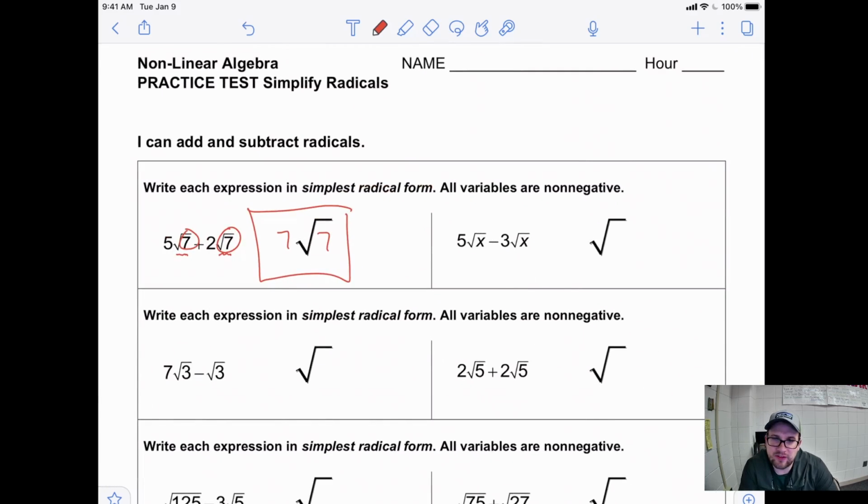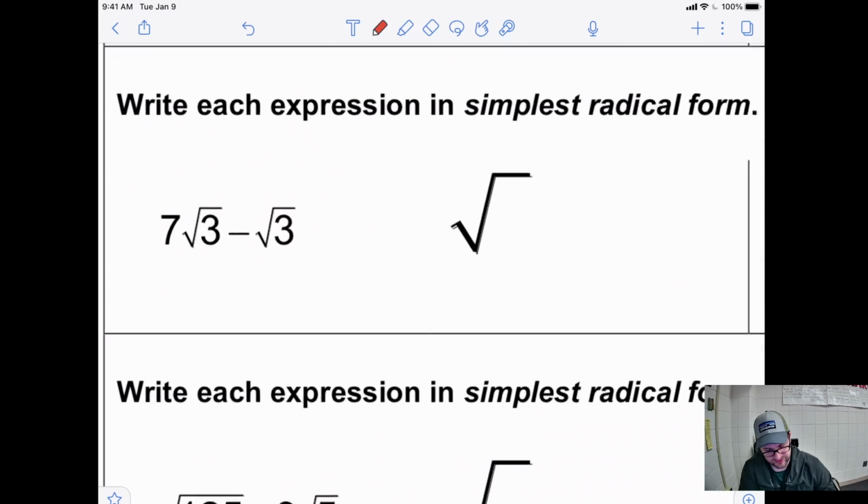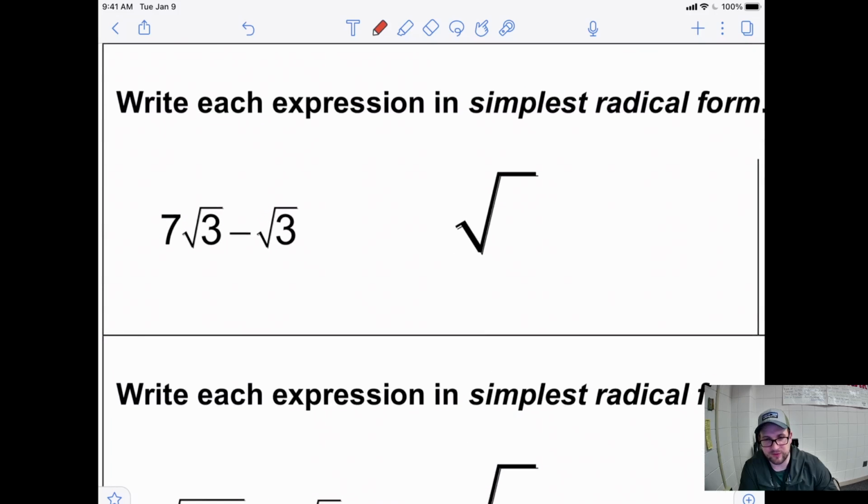Looking over here at the other one, if I have 5 square roots of x, take away 3 square roots of x. Well, right away it might look harder because of the x, but these are like radicals. And when you get like radicals, you just need to add or subtract the front numbers. So 5, take away 3 is 2. Keep the x on the inside. Don't change it. Look at this one, more like radicals. Now this one's a little bit harder. There's no number in front, so let's just put a 1 here. We have like radicals, so I know I'm going to keep the 3 on the inside. 7 take away 1 is 6.